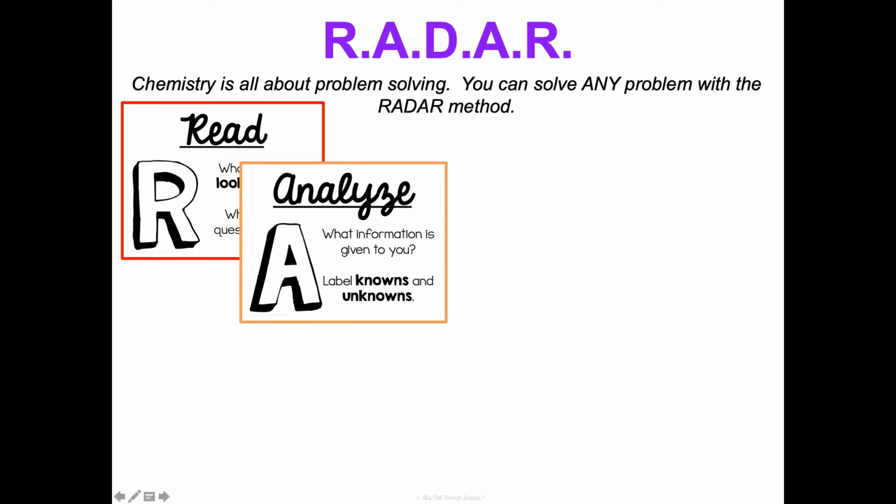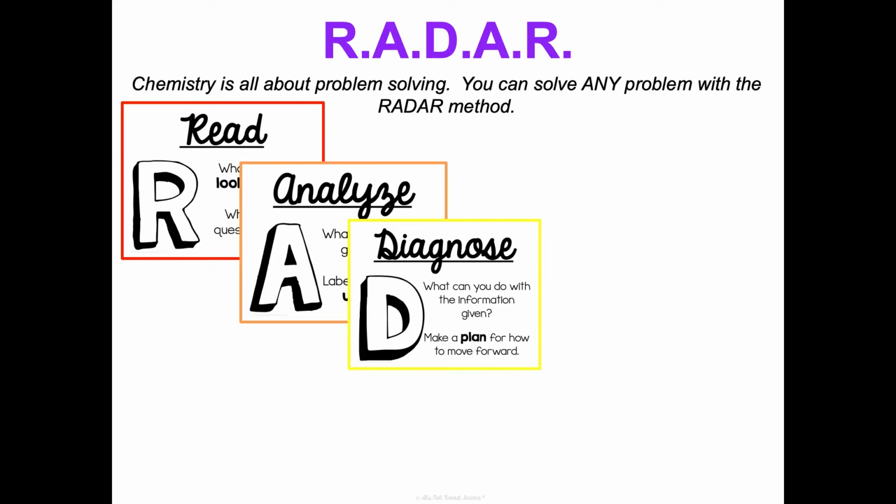The second thing you do in RADAR is you analyze and you think, what is given to me? What did they tell me here? And you label things that you know and things that you don't know. If I don't know something, but I think I need to know it, I would label it with a question mark. If I know something, I would label what it is. Like if I know the molar mass of nitrogen, I would write that nitrogen's molar mass is 14.01 grams per mole. This is where we're just going to organize our information, what we have and where we're going.